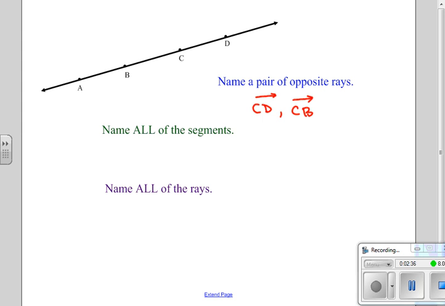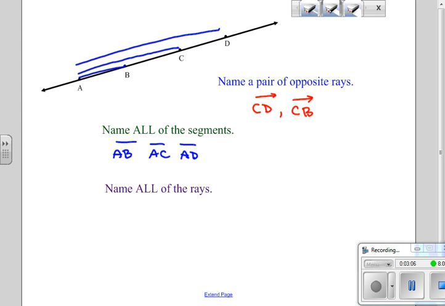For the segments, it says name all of them. Go ahead and pause this and try to see how many you come up with. Now there really are only 6 because I don't want to double count. So I'm going to just start with A here as an endpoint first. So I've got segment AB, segment AC, and segment AD. I guess that was from A to B, A to C, and A to D. So that covers all of those.